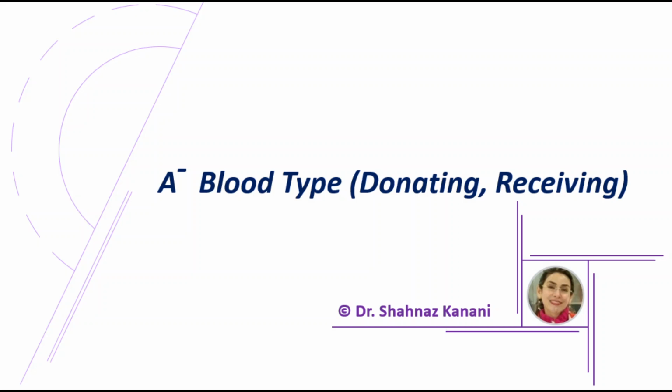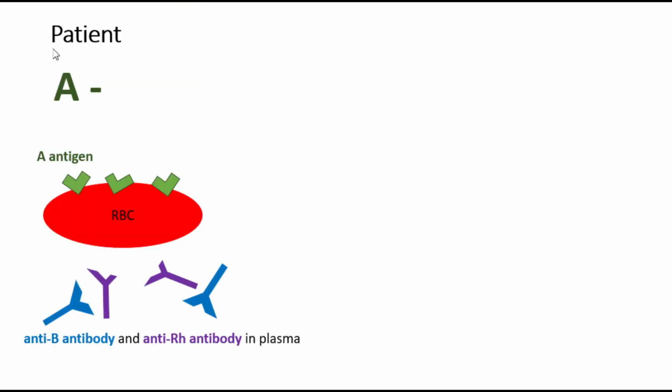In this video, I will explain donating and receiving A negative blood type. So let's start with a patient who has A negative blood type. A simply means on the membrane of the red blood cells of this individual, we find A antigen. Negative means on the red blood cell membrane, we do not have Rh factor.